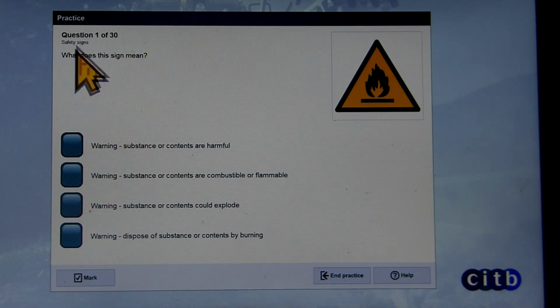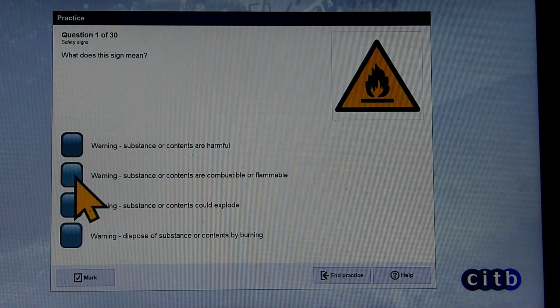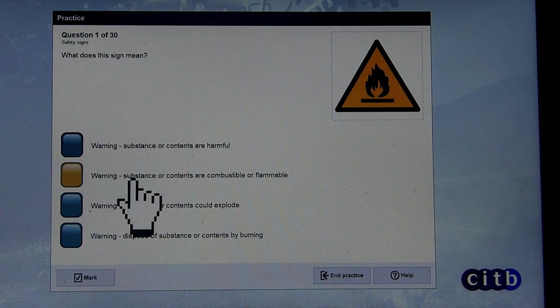All right, let's start. Number one, what does this sign mean? Okay, warning. Yeah, we know it's warning, but we have to check inside the label what it says. There's a fire, yeah. So warning, substance or contents are combustible or flammable. The best answer is this one, but let's see.